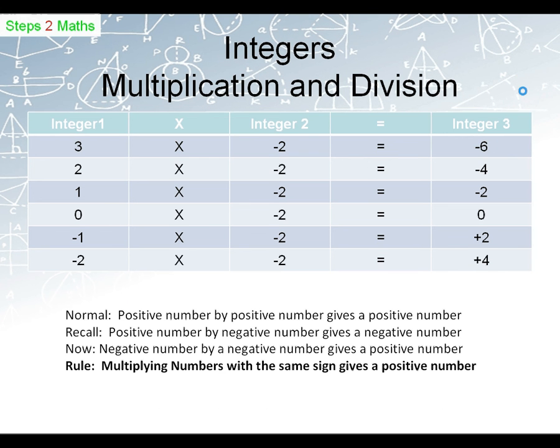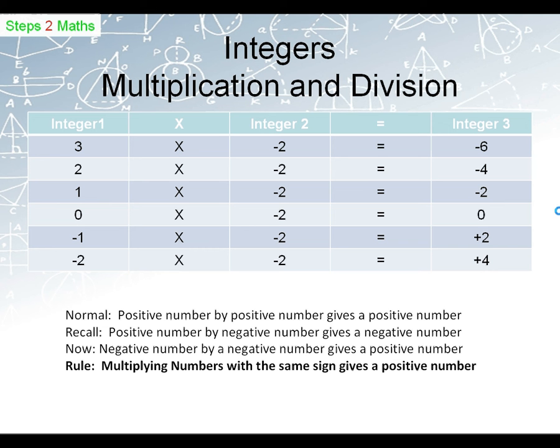Now, let's look at a slightly different one. Now that we know that a positive by a negative number gives us a negative answer, we're going to look at a different times tables. We're going to look at -2 times tables. So integer 1, we're counting down 3, 2, 1, 0, -1, -2. We're doing the times tables of -2, and we have our integer results on the right hand side.